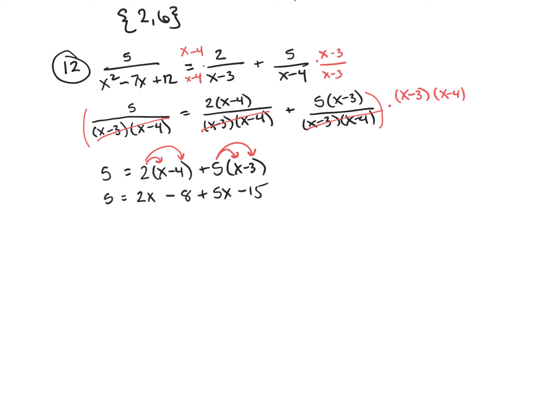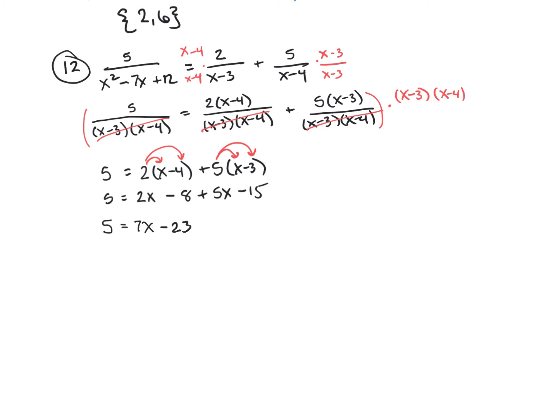Then we want to combine our like terms. So we have a 2x and a 5x over here. That's going to give us 7x. So we'll have 5 is equal to 7x. And then we have a negative 8 and a negative 15. That's going to combine to be a negative 23.